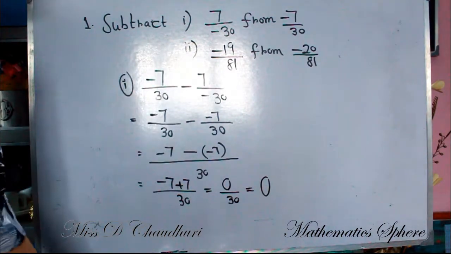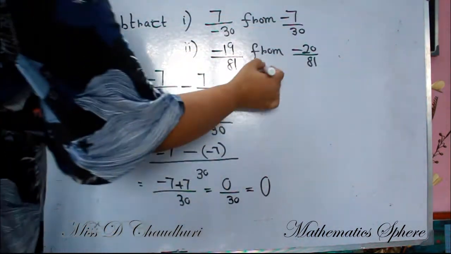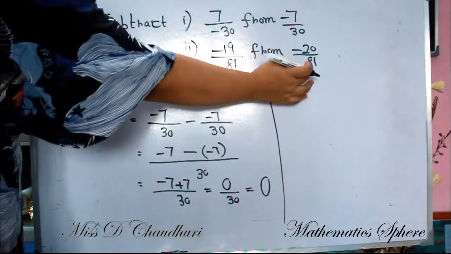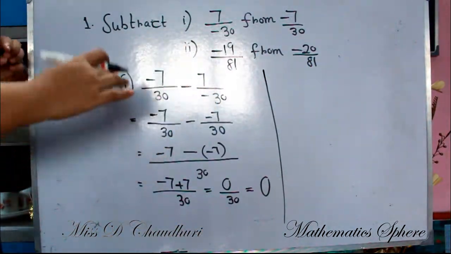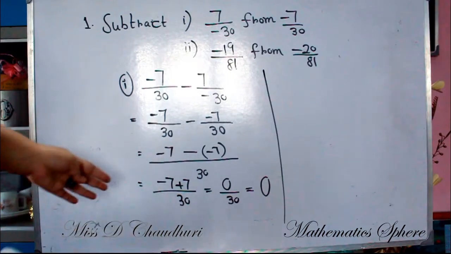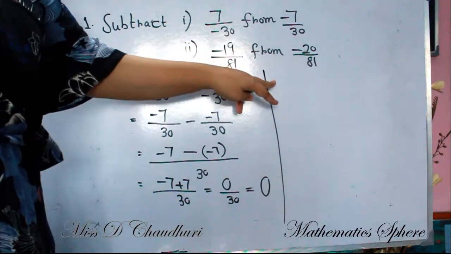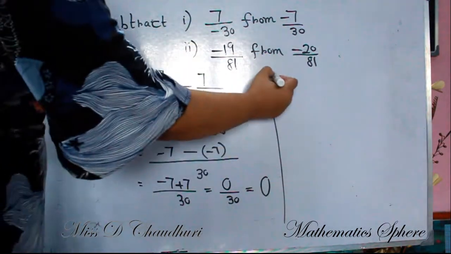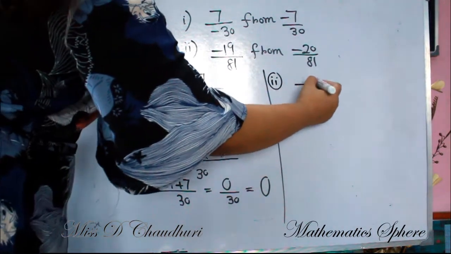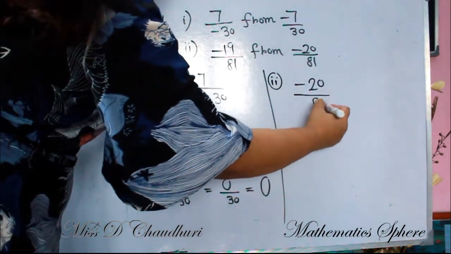Okay, copy it. Next, let us see the next question. In the same way, first this will come, then this. If the question is already arranged, no need to do anything, but if it is given in this form, be very careful. So if I take the second question, this will be minus 20 by 81 minus 19 by 81.